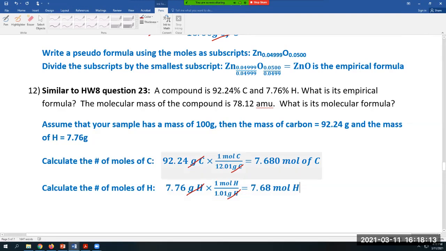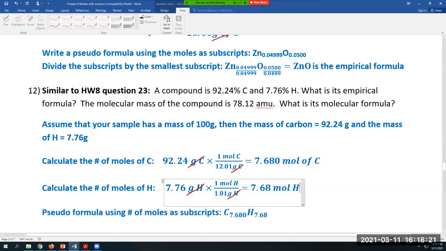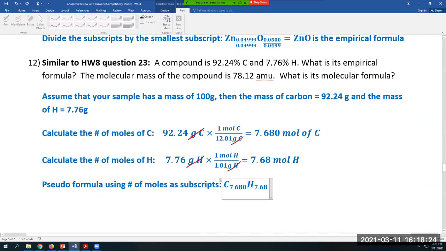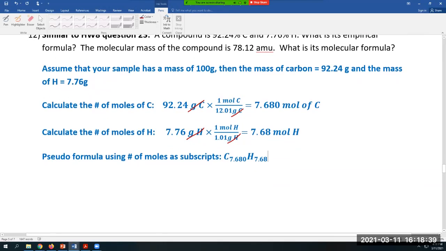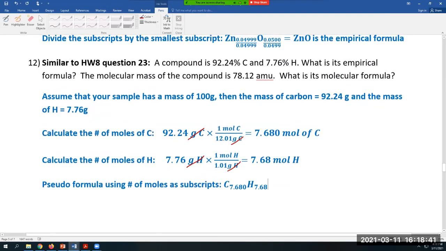So now that we have number of moles, we can write a pseudo formula, right? A formula using those number of moles as subscript. And so it will look like this. We have carbon with 7.68 and hydrogen with 7.68. And notice how these numbers are actually the same. So now to write the empirical formula, because that's how to find the empirical formula here.